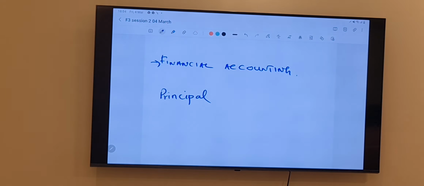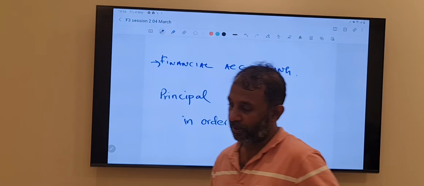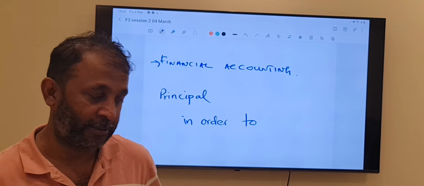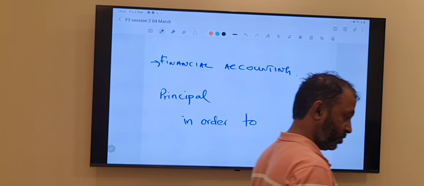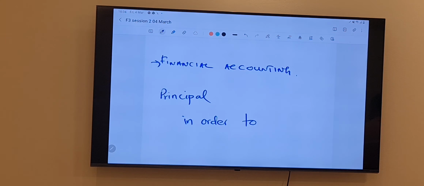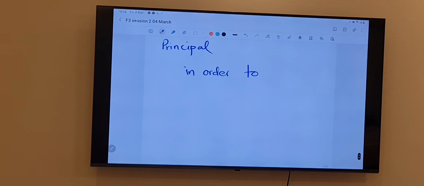In order to arrive at financial outcomes. In order to arrive at financial outcomes, such as performance during the period.